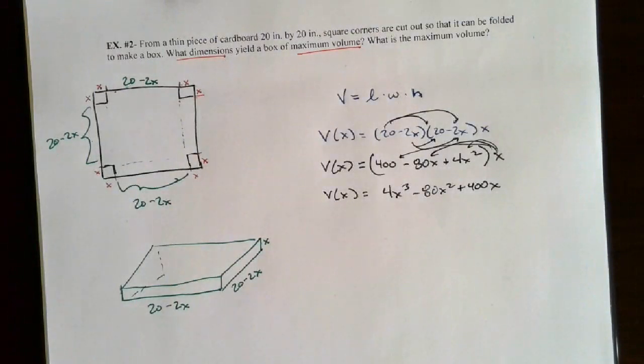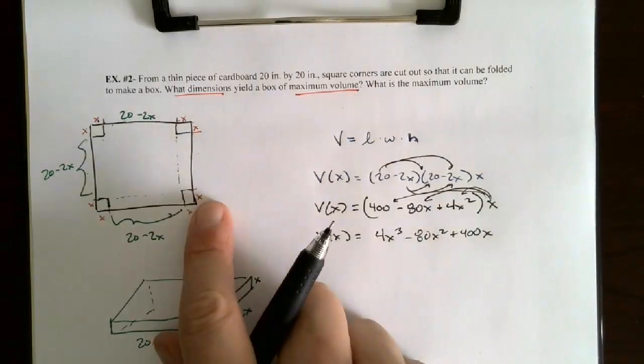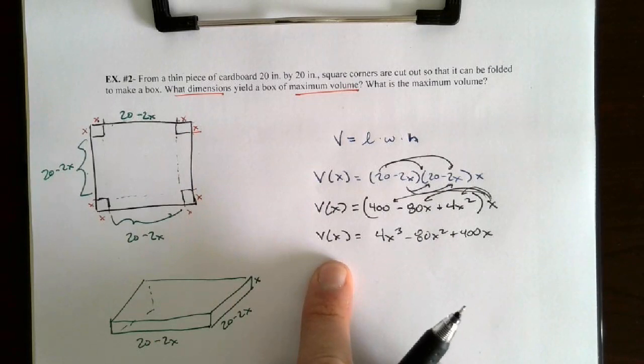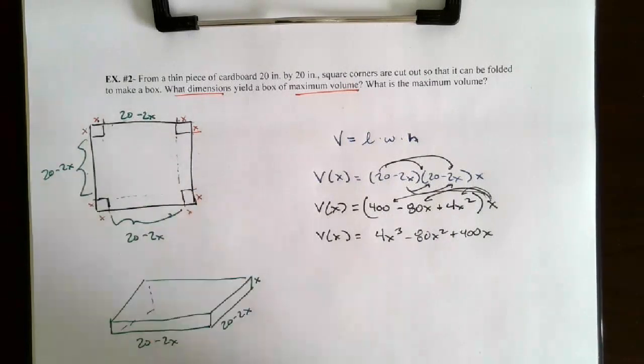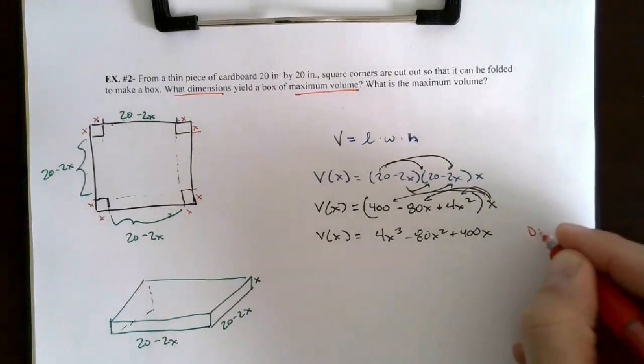And keeping in mind when you're doing this, this volume is based off of x, which is the amount you cut out of each side. That's what V of x is, really. It's the height, but it's the amount that you cut out of each side. So what are the restrictions on what x could be? You should think about what that domain might be.